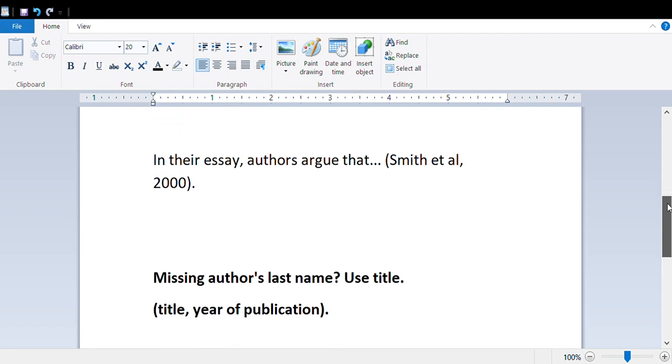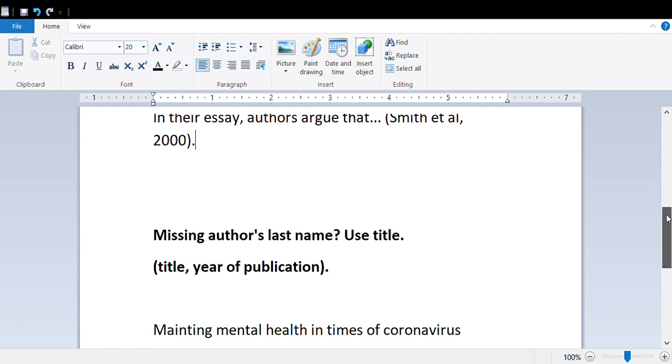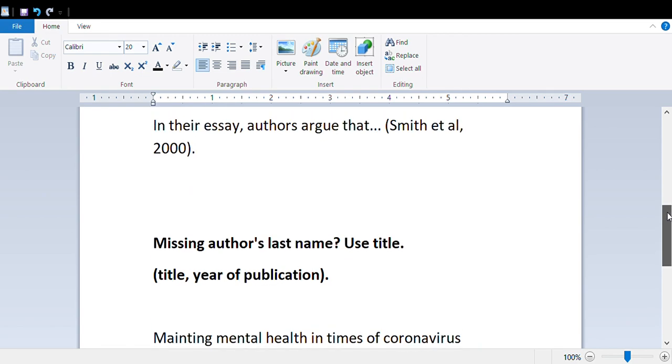For example, the article I found in Academic Search Complete, the title was Maintaining Mental Health in Times of Coronavirus. So I would just use the title, in parentheses, Maintaining Mental Health in Times of Coronavirus, comma, and the year of publication. I'm going to pretend it's 2000. Obviously, it's not, because it was 2020. So Maintaining Mental Health in Times of Coronavirus, 2020.